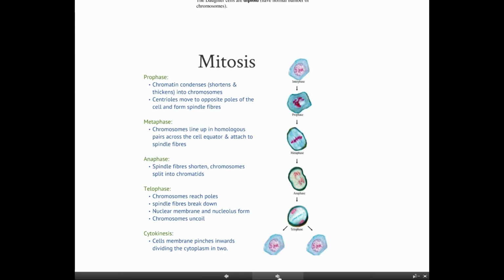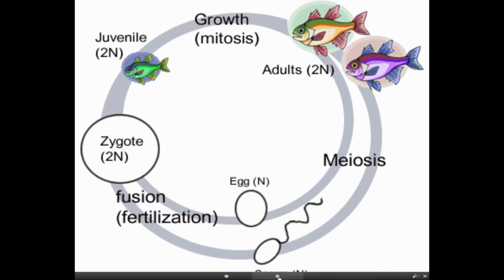So the other type of cell division is called meiosis. And why do we actually need another type of cell division? Well, it's what contributes to sexual reproduction. In animals that reproduce sexually, we have adults that both have 2n, a diploid number of chromosomes. That means they've got 2 of each chromosome.